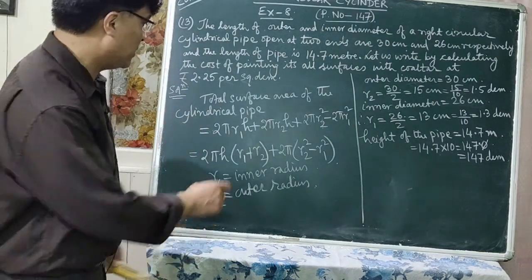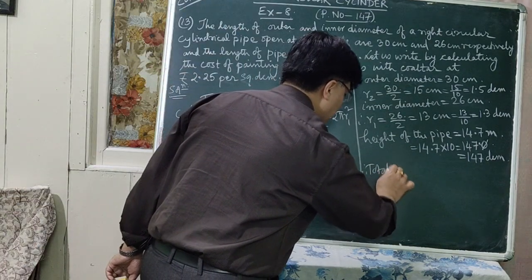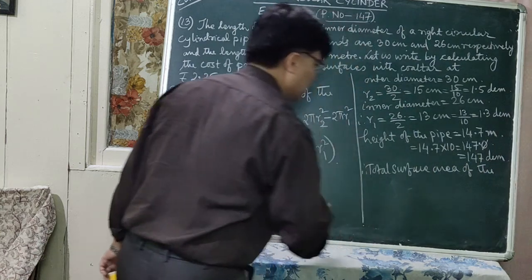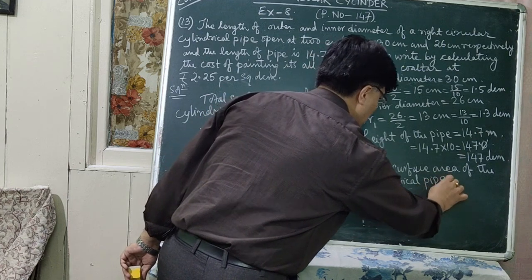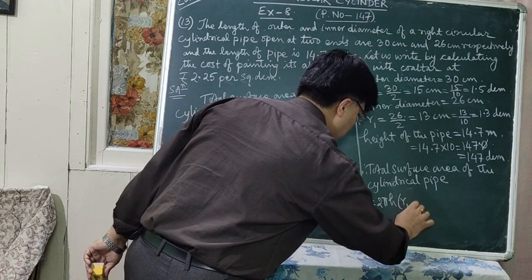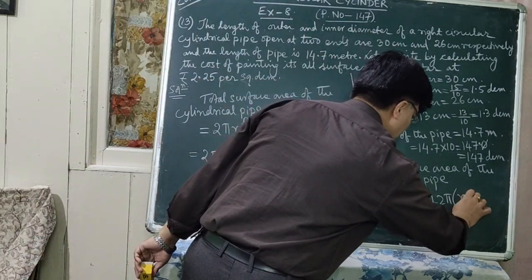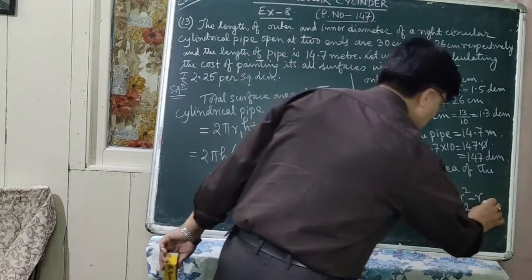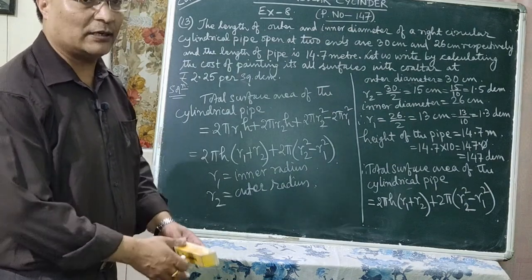Now let us find out the total surface area of the right circular cylindrical pipe. So this is the formula, right? Total surface area of the cylindrical pipe is equal to, what is the formula? Write down this formula. That is 2 pi h within bracket r1 plus r2, plus 2 pi within bracket r2 square minus r1 square. R2 is the outer radius. So this is the formula for total surface area of the cylindrical pipe, okay.